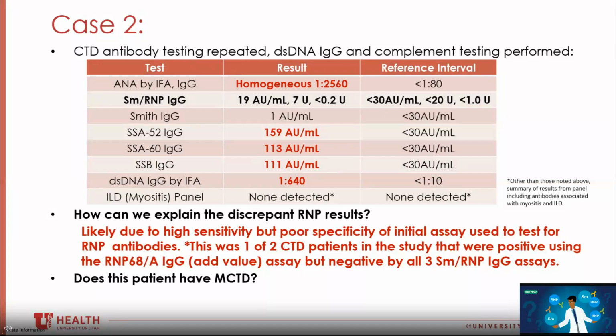Again, the initial positive anti-RNP result was likely due to the high sensitivity but poor specificity of the initial assay used to test for anti-RNP antibodies, which was the one that included the RNP-specific proteins 68 and A. This patient was one of 2 connective tissue disease patients in the 2023 studies that were positive using the RNP68 antibody assay, but negative by all 3 Smith RNP antibody assays.